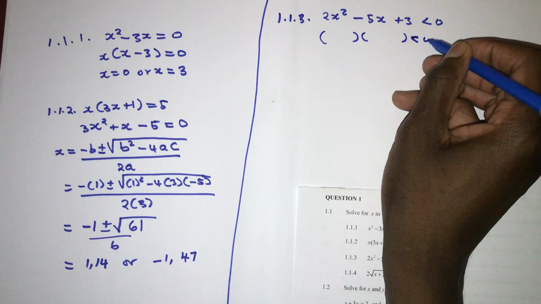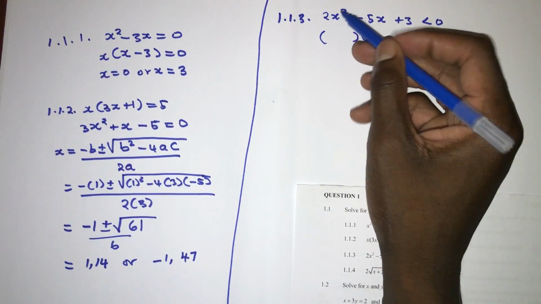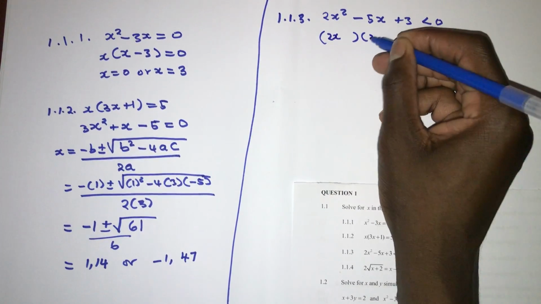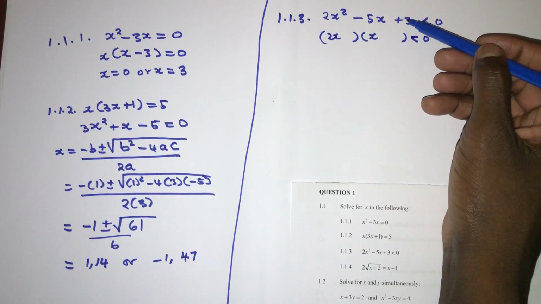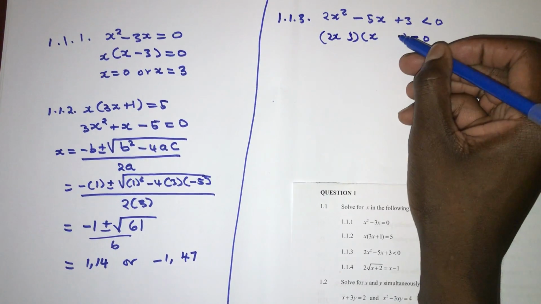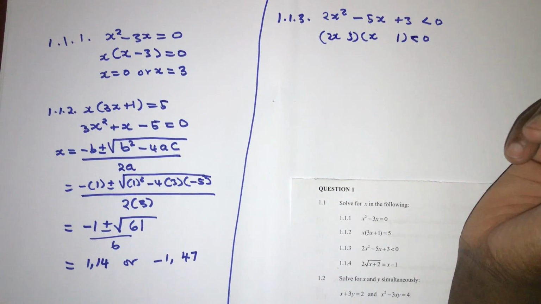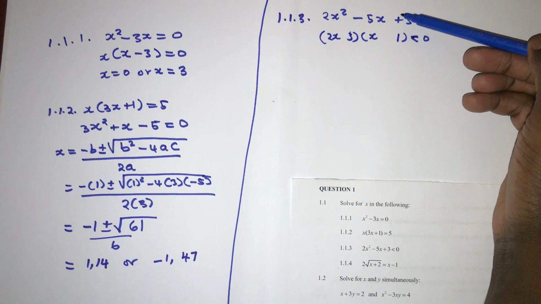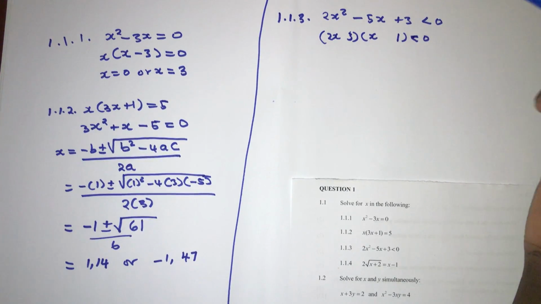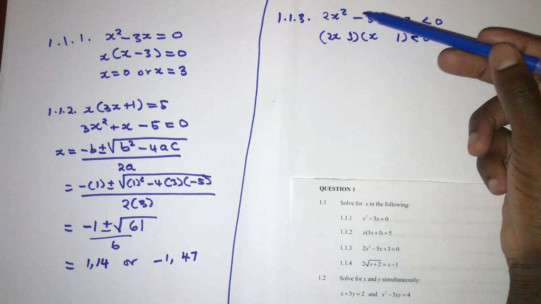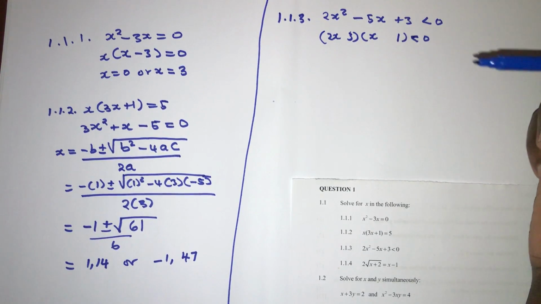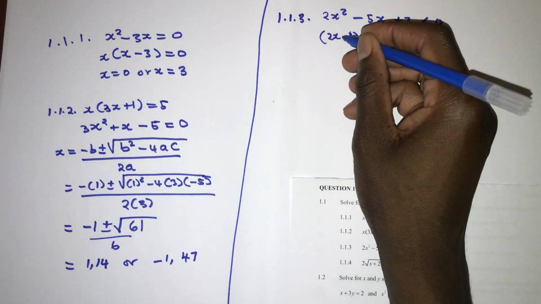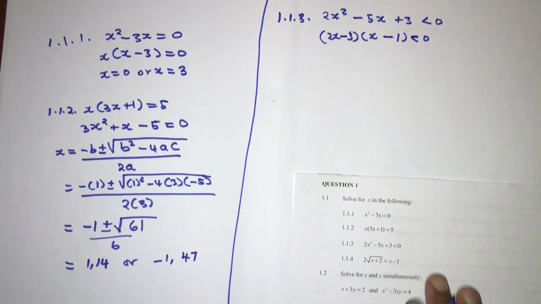less than 0. So the factors for 2x squared are 2x and x. The factors for 3, we're going to have 3 and 1. We only have 3 and 1 and nothing more. And then the positive sign here means that the signs are the same. It's either positive and positive or negative and negative. The middle sign tells us that the bigger number must carry the negative sign. So it means that we're going to have negative and negative.